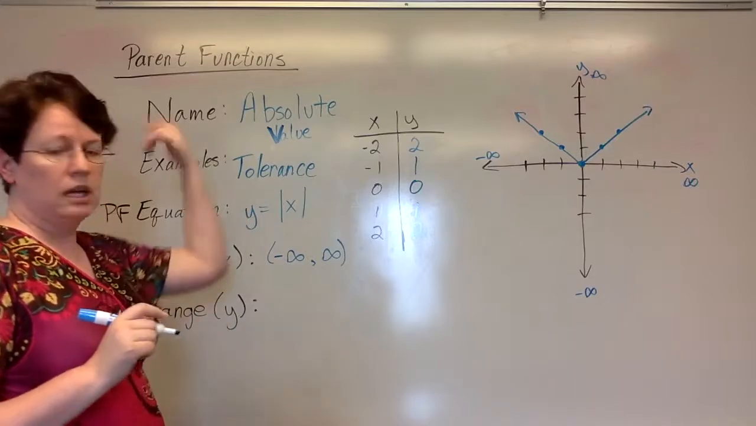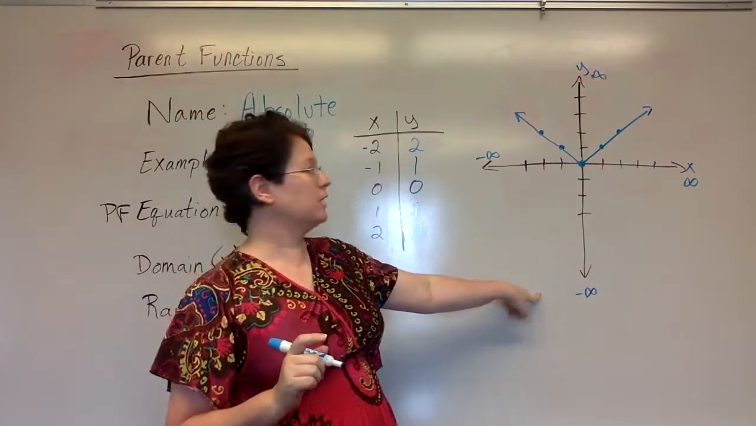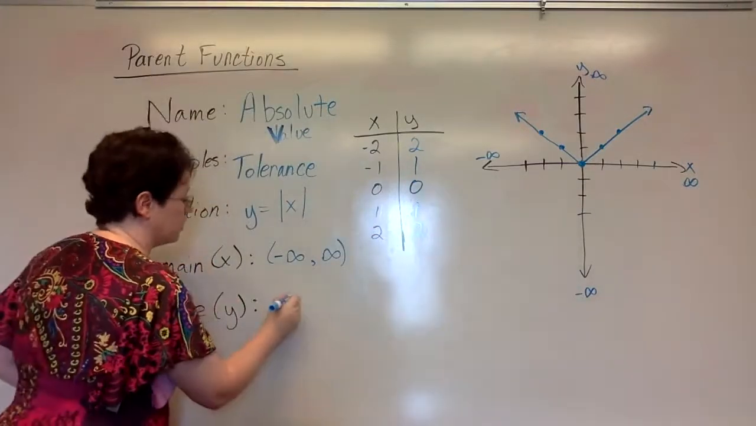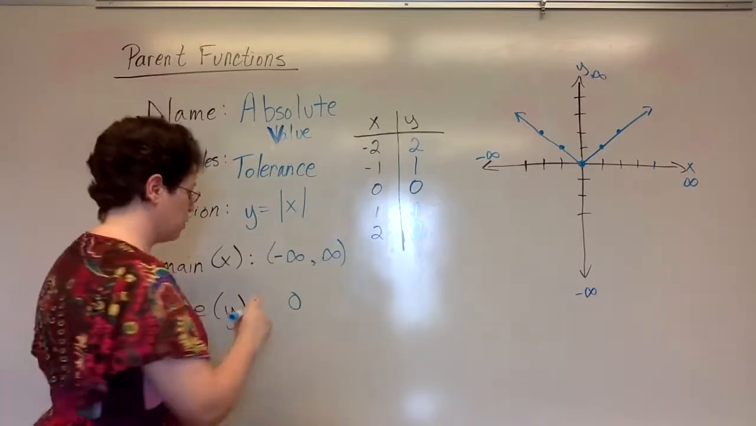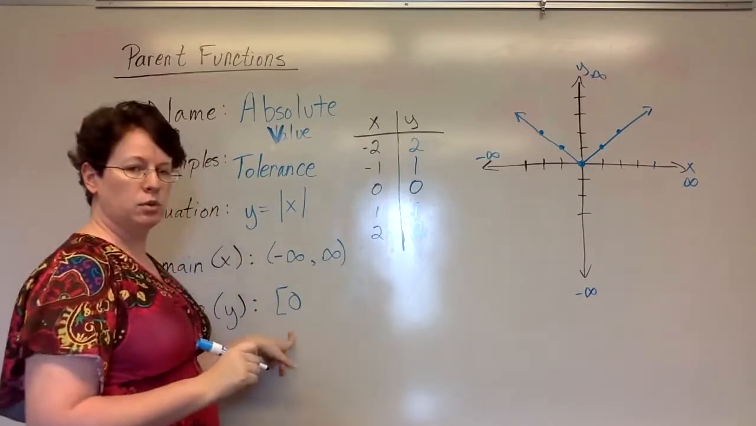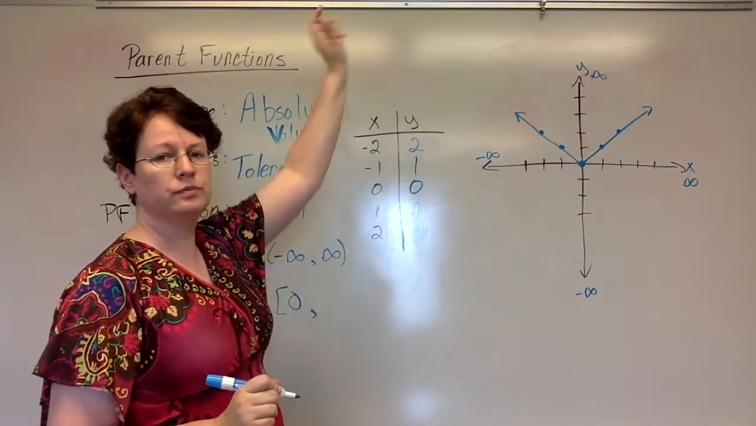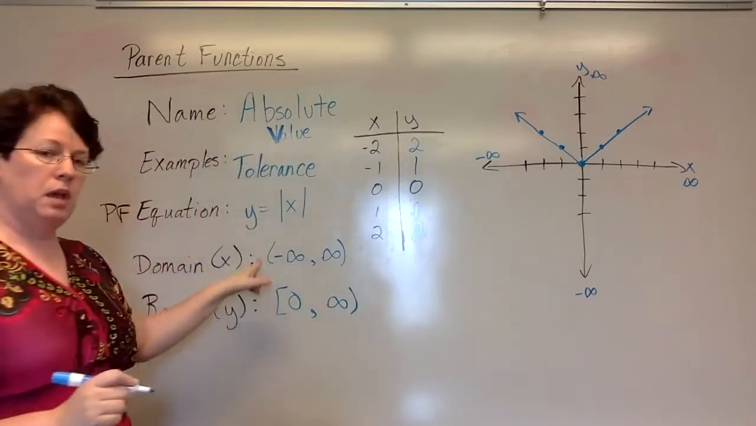Let's look at the range. How low does it go? We got to look at the bottom. Well, it's not -infinity. It's 0. So is that 0 included? Well, yes, it is. It's in our table, of course. So we're going to have a square bracket with that 0. And then, how high does it go? It goes to positive infinity. So that is our domain and our range.